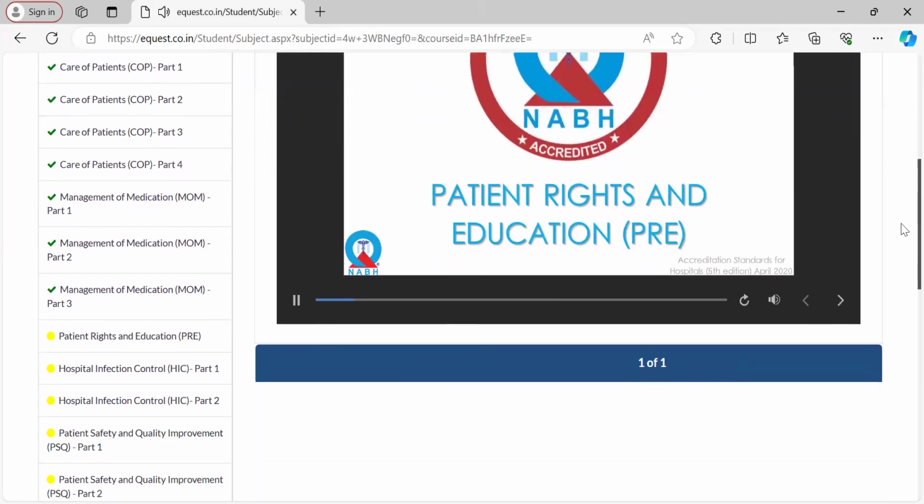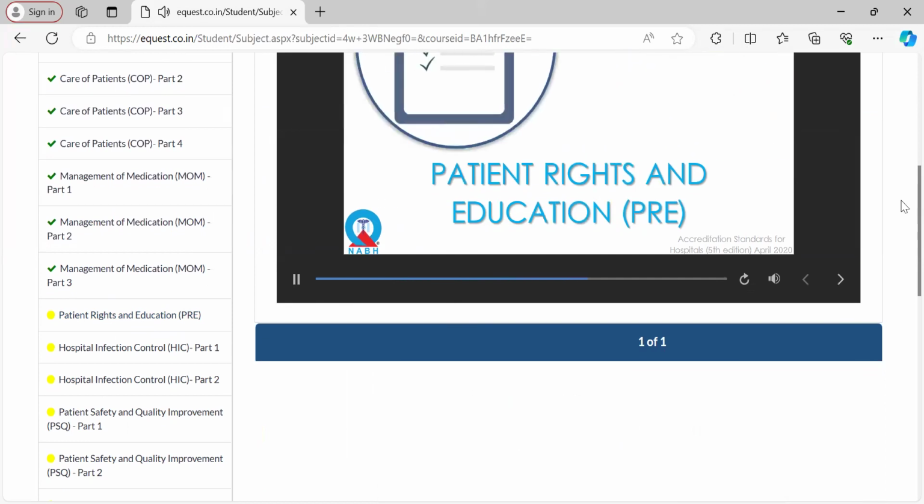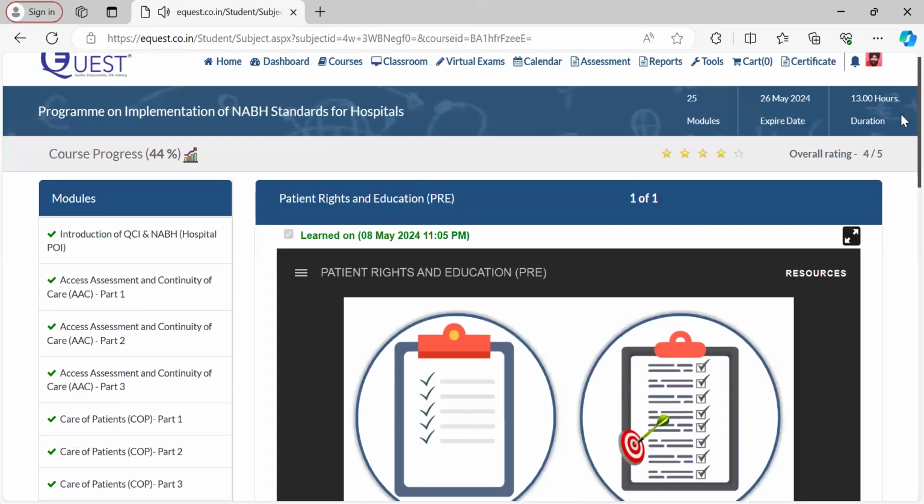Hello all, welcome to the 12th module of the program on implementation of NABH hospital standards, that is patient rights and education, where we shall talk about the 8 standards of PRE and their 53 objective elements.